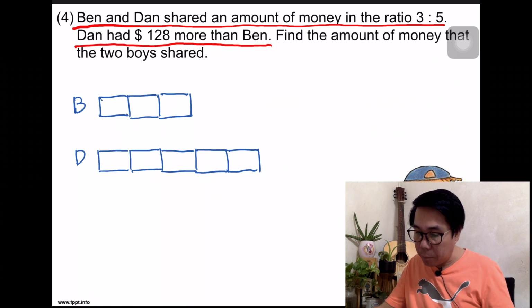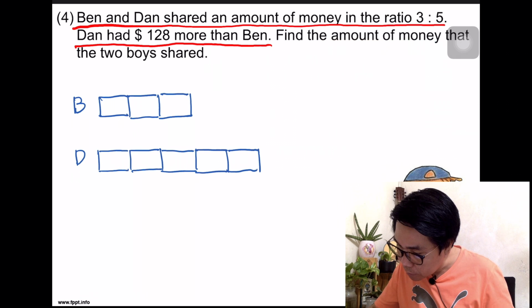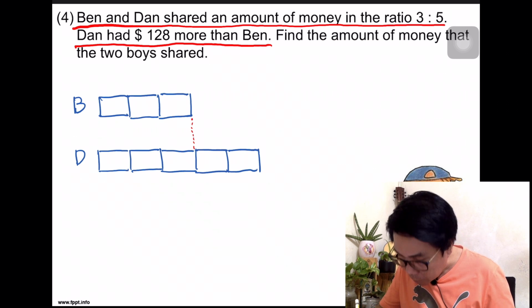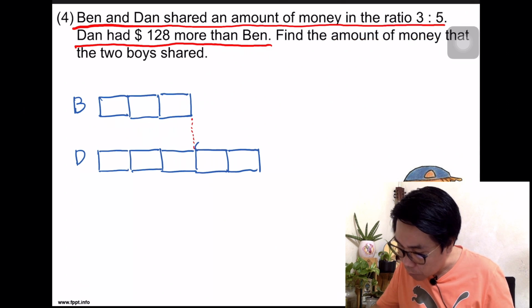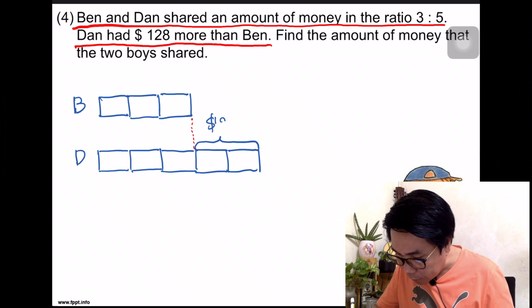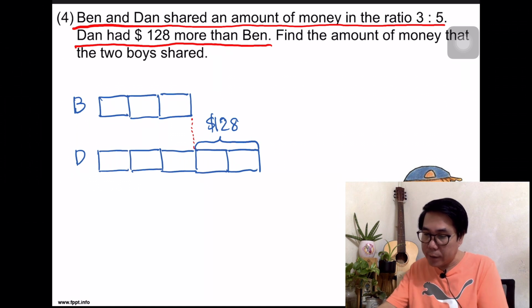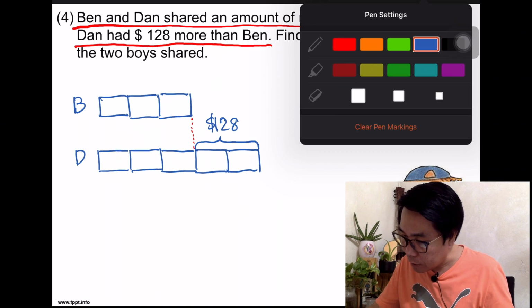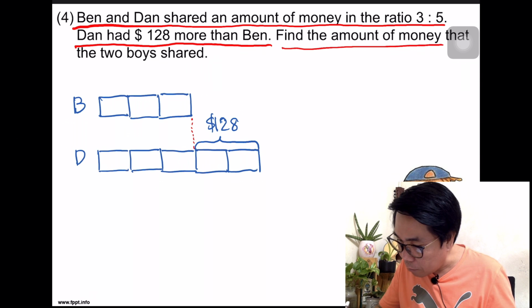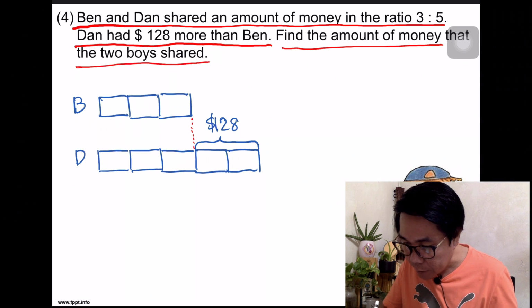Then the next statement says, Dan had $128 more than Ben. So this one is the more, and this one is $128. Then the question is, find the amount of money that the two boys have shared.